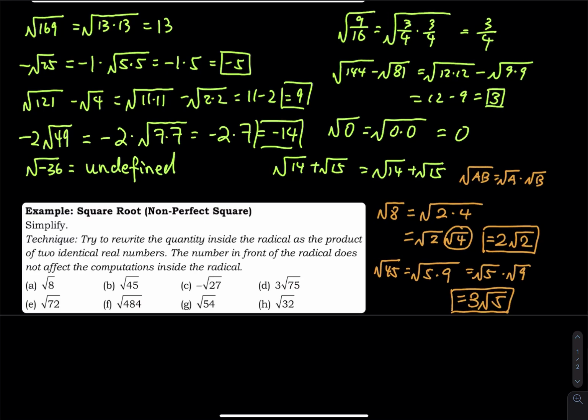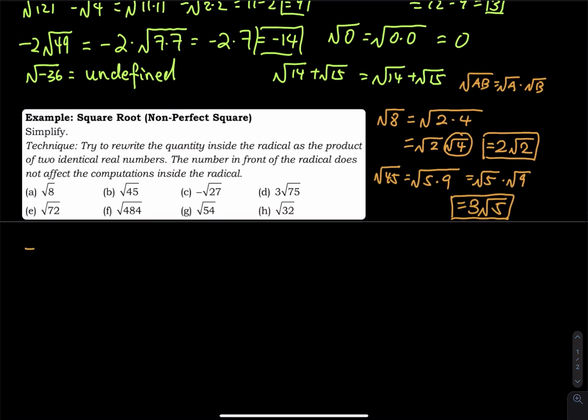Negative root 27, let's move up. Negative root 27, so that is negative 1 times 27, which is 3 times 9. 9 is a perfect square. The square root of 9 is 3, right? So negative 1, the square root of 3, the 3 stays inside because 3 is not a perfect square. So the square root of 9 is equal to 3. 3 times negative 1, you get negative 3 times root 3.